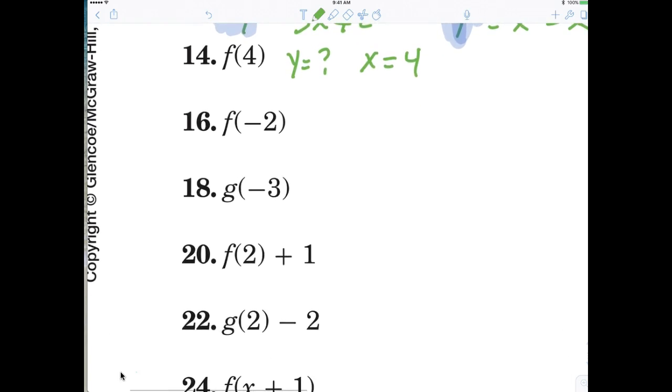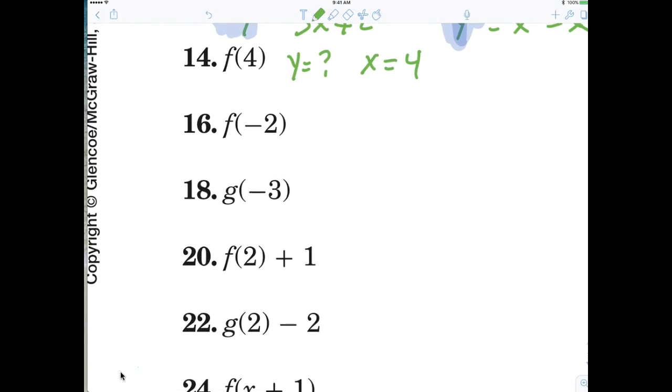What does 16 ask? Y equals what when what? All right, 18. Y equals what when? Now, this x value goes in what function? The f or the g? The f.